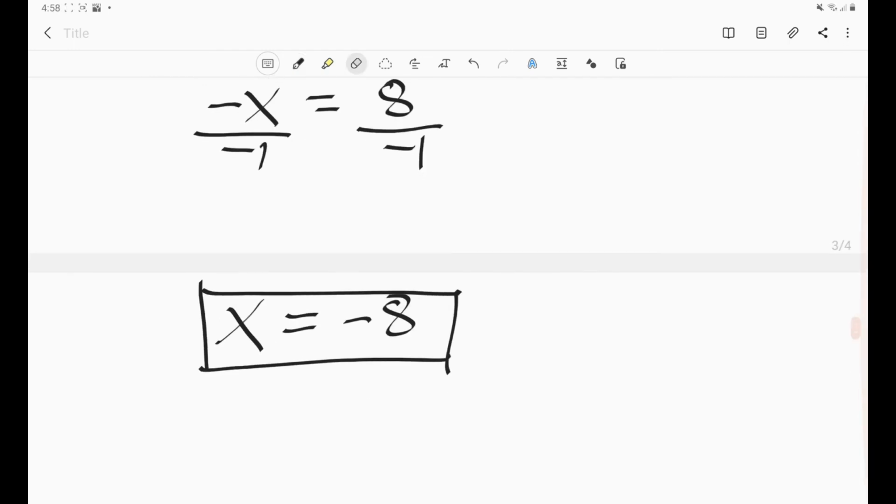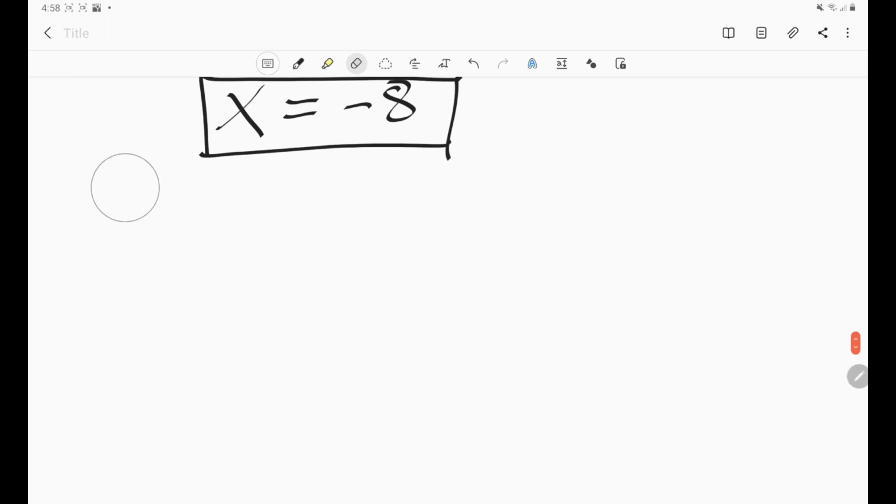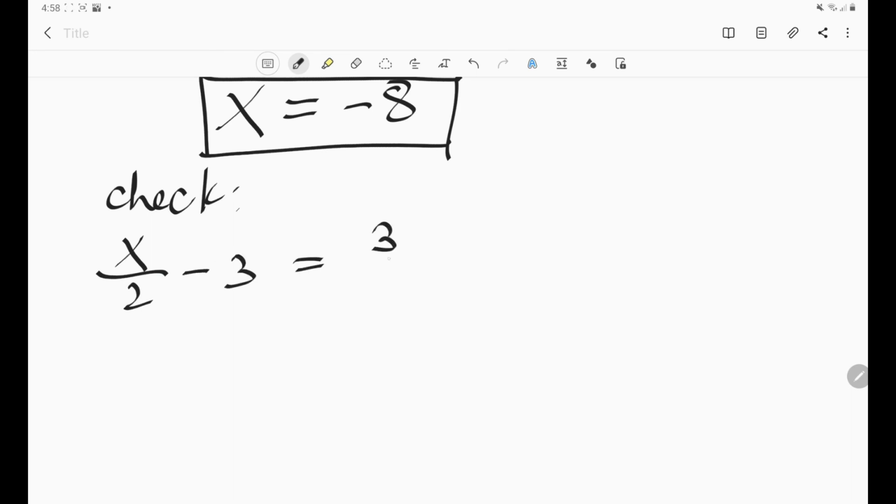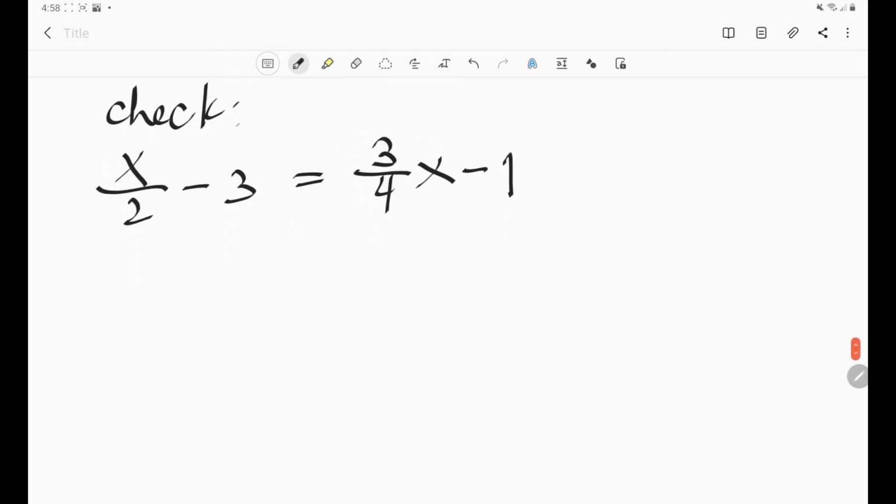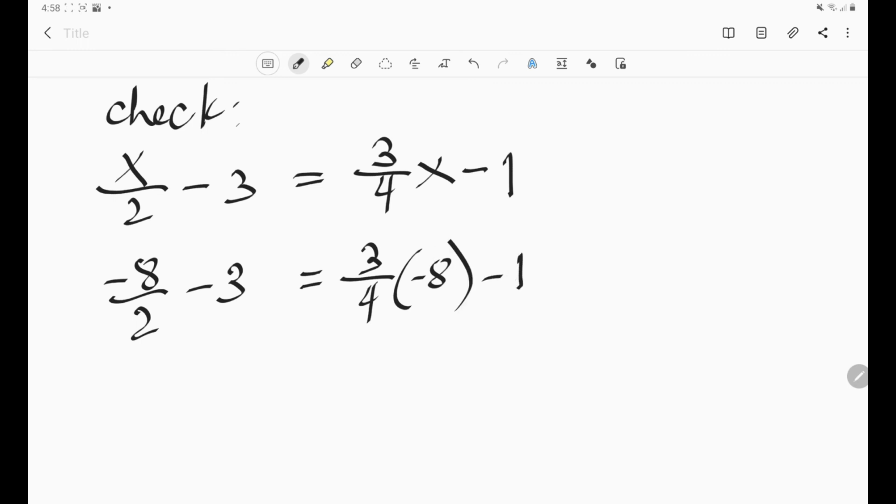Let's check the solution in this example. Originally, our equation is x over 2 minus 3 is equal to 3 over 4x minus 1. And our solution is negative 8. So we have to substitute that in the equation. So this is negative 8 over 2 minus 3 equals 3 over 4 times negative 8 minus 1.